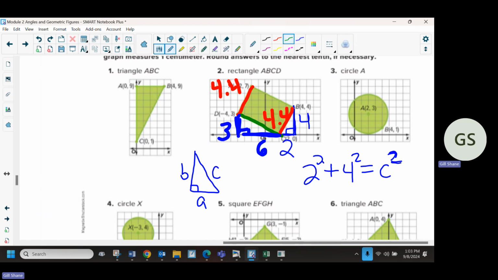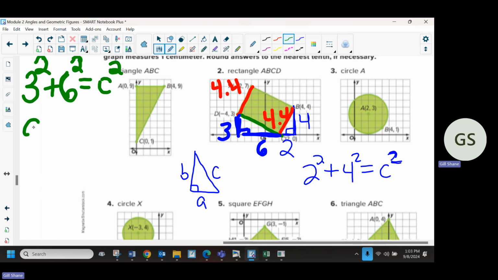So I would say, let's stick with green. 3 squared. 3 is the shortest leg, the shortest side of the right triangle, plus 6 squared equals C squared. So the green side is C. And again, this formula is just the formula for right triangles. If you don't know where I'm getting it, then don't do it. Do the distance formula way.